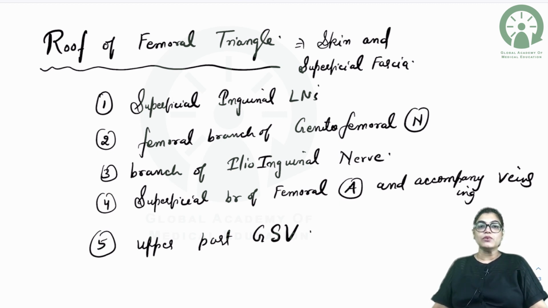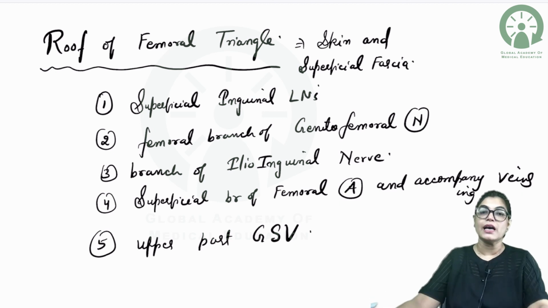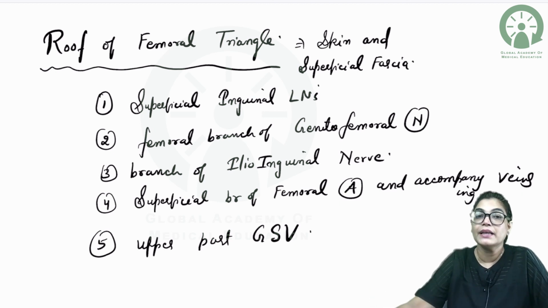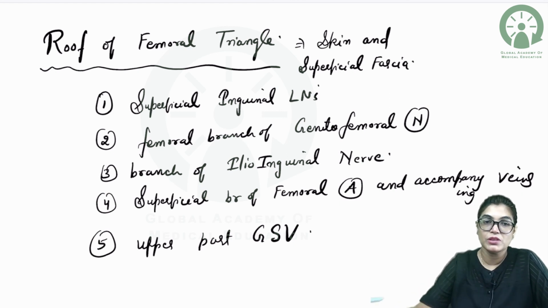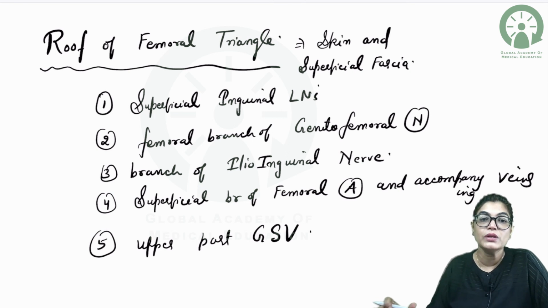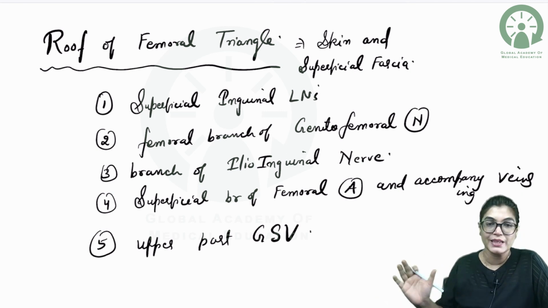When I have written the word superficial branches of femoral artery, I mean 3 branches, that is superficial circumflex iliac, superficial epigastric and superficial external pudendal. So these 3 superficial branches along with the accompanying vein are residing in the roof of femoral triangle. Femoral branch of genitofemoral nerve and superficial inguinal lymph node, ilioinguinal nerve and upper part of great saphenous vein.